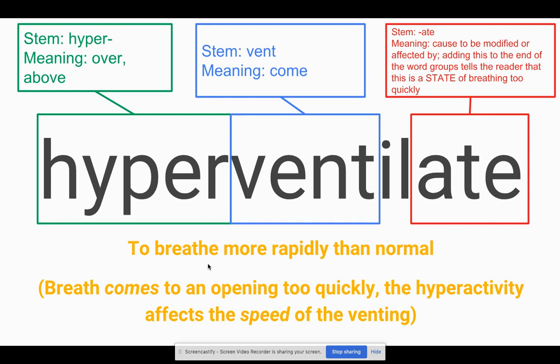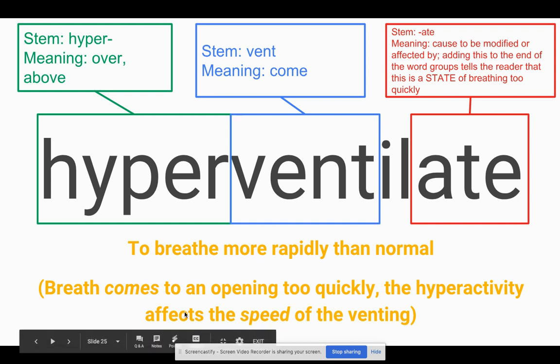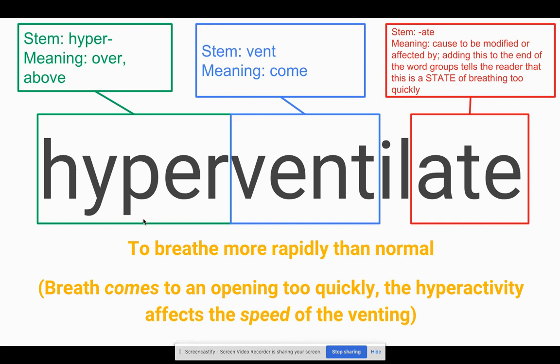So in this case, the word means to breathe more rapidly than normal, or your breath comes to an opening in your body or in general too quickly, and the hyperactivity affects the speed of venting. So over or above the normal speed of expelling something or coming from a body or outside of something, and this is a state of being. So to hyperventilate is to be in a state where your breath is coming too quickly or more quickly than it should.